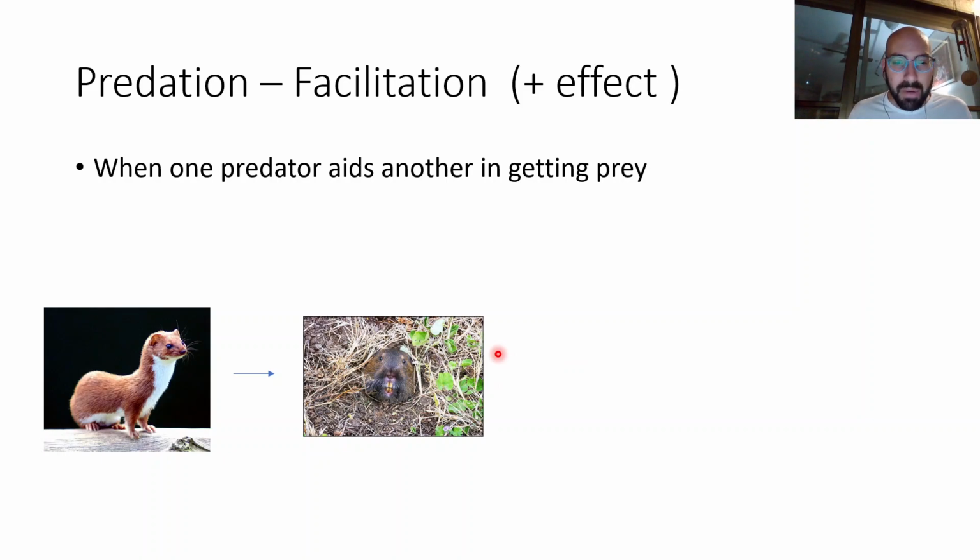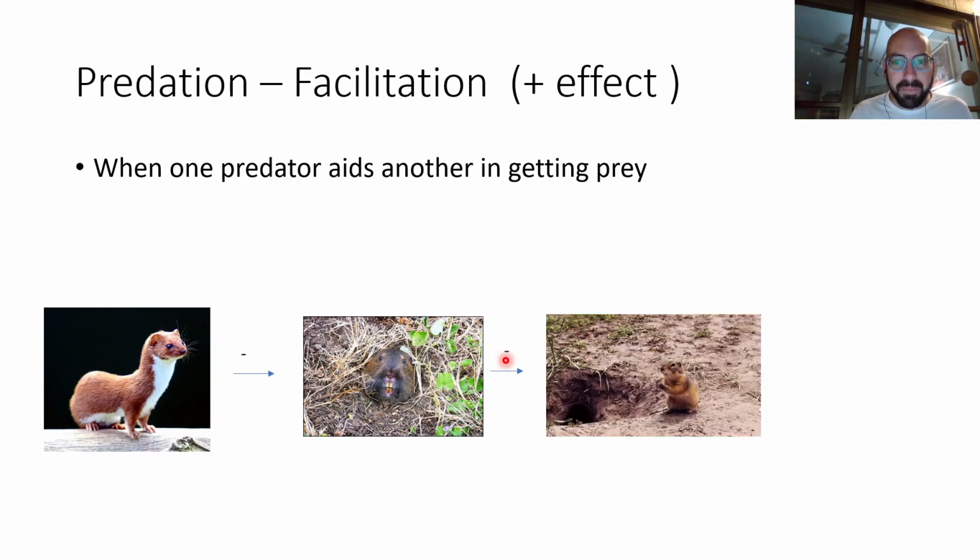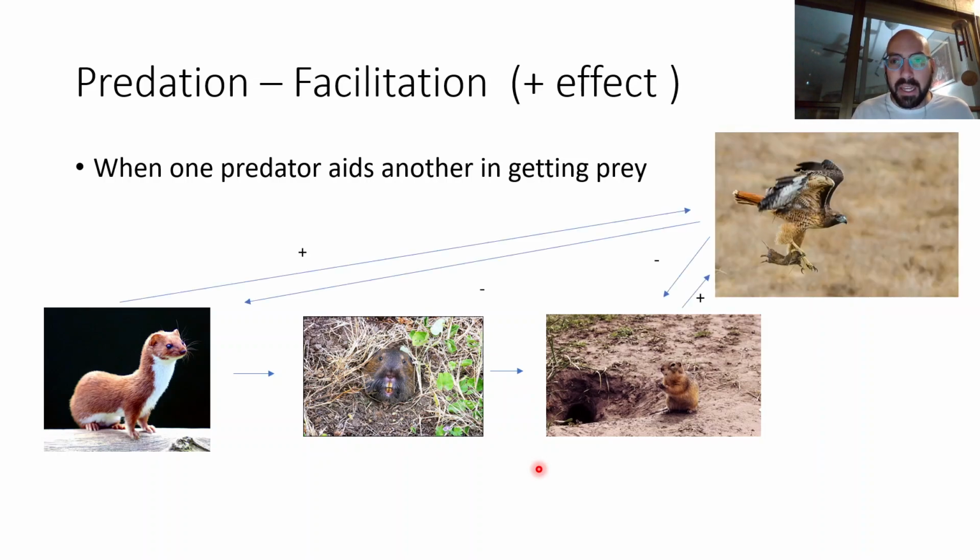So when the weasel comes around, the gopher runs out of the burrow, goes out of its environment and into the open, and then the hawk might essentially come in and eat the gopher or the ground squirrel, or I guess this was a prairie dog, not a gopher, but still same idea. And then the hawk can eat that prey. So the weasel has a positive effect on the hawk, while the hawk does not have a positive effect on the weasel.